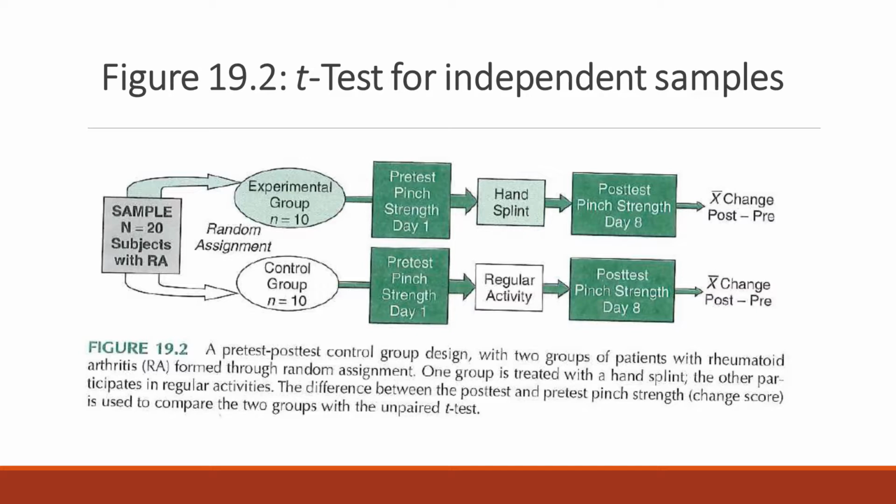Now, look at figure 19.2. There are 20 subjects, each randomly assigned to either the experimental or control group. Pinch strength is tested on day 1. The experimental group receives a hand splint, while the control group performs regular activities. Pinch strength is reassessed on day 8. We are looking at the difference between the change scores within and between the two groups.